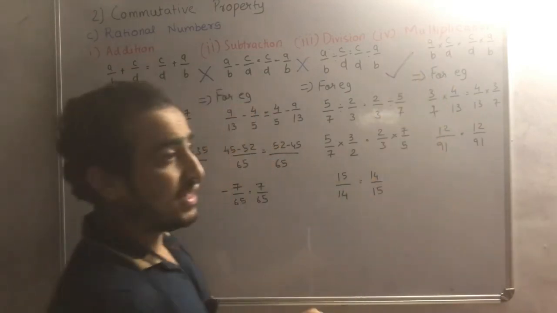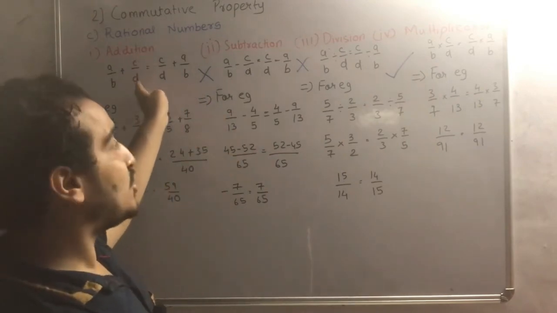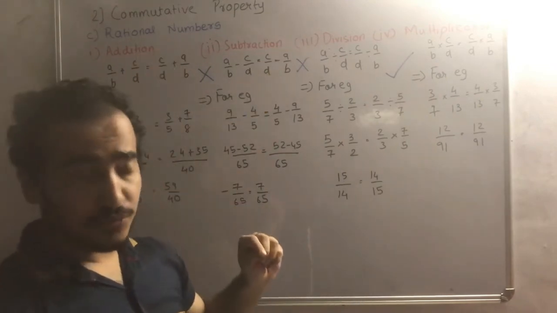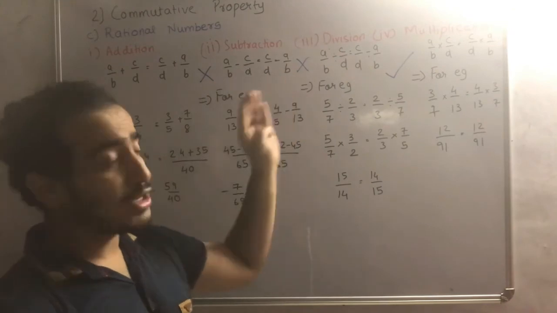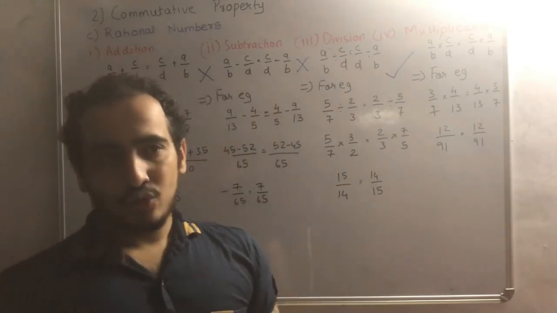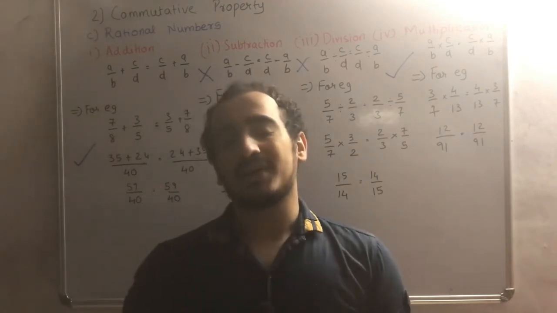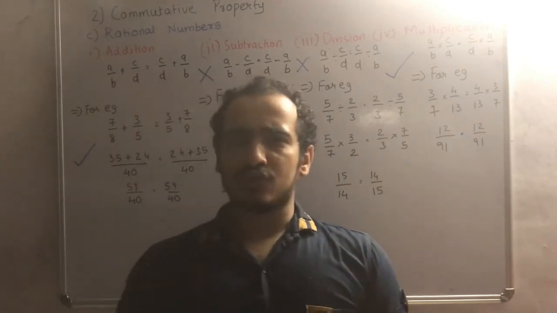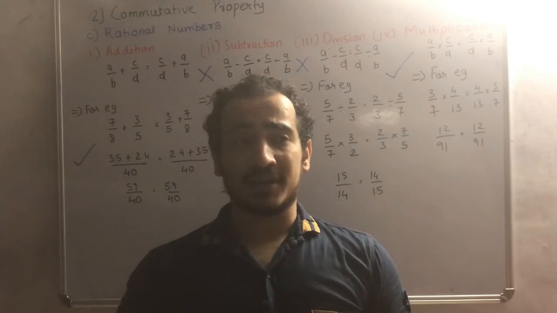So we can see in rational numbers, addition and multiplication follow the commutative property, while subtraction and division cannot follow the commutative property. So we have completed the commutative property here. I hope you understood both closure and commutative property very well.